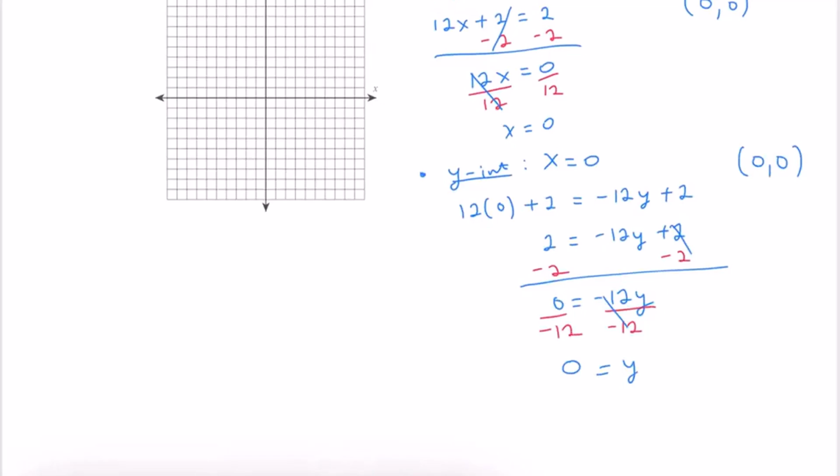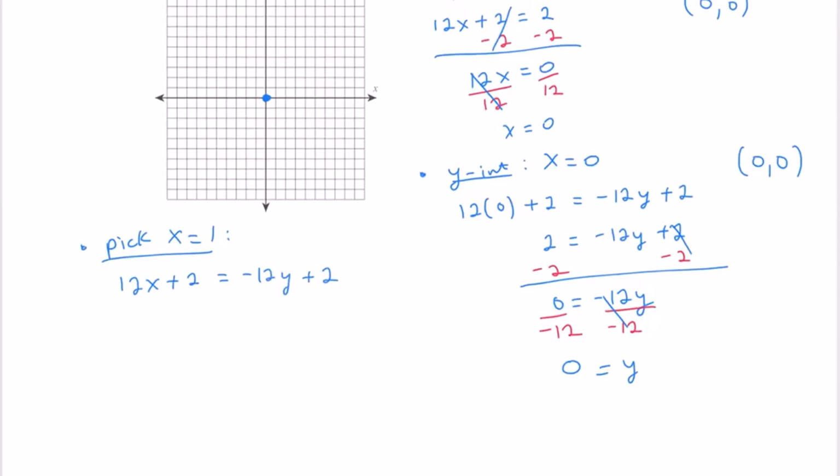So let's graph the point. We only have the point 0, 0, so that is right at the origin. Here, the x-intercept and the y-intercept are the same, the point 0, 0. So we have to pick another point. So let's pick x is equal to 1. Our equation is 12x plus 2 is equal to negative 12y plus 2.